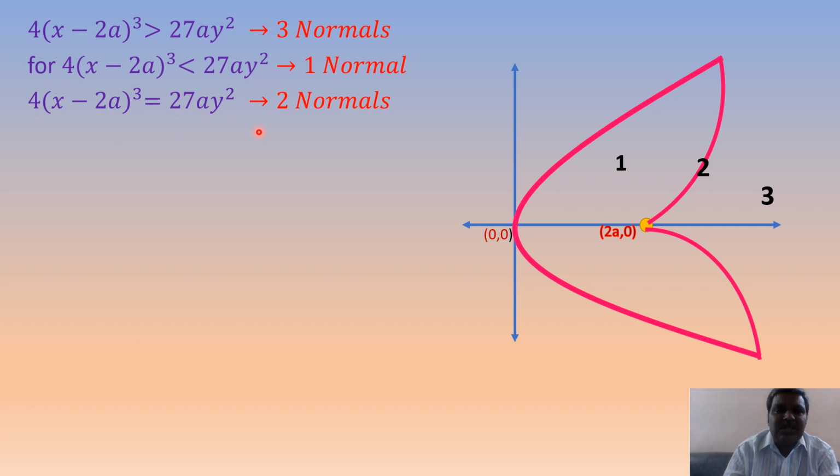Maximum number of normals are how many? 3 normals, in which 2 are coincident. Then we obtain 2 real and distinct normals. So we treat this as locus of the point of intersection of normals, in which 2 of the normals are coincident. Dear students, the entire concept is only related for y square is equals to 4ax.